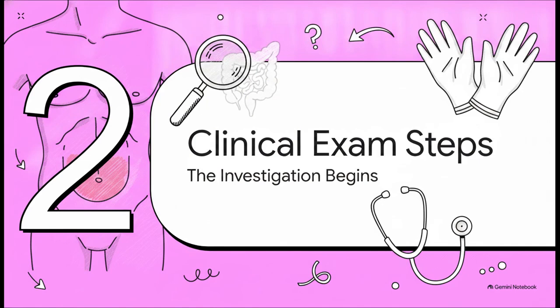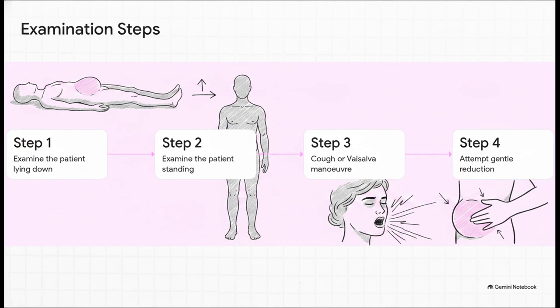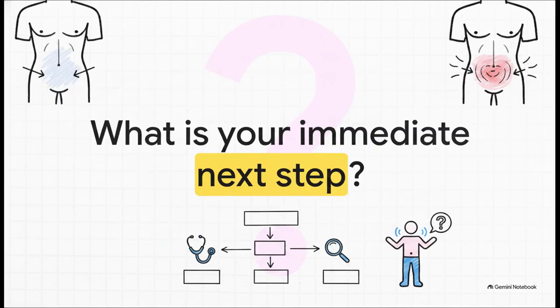Section 2. Clinical examination steps. The investigation begins. When you've got a patient in front of you with a suspected hernia, you can't just wing it. You need a strict step-by-step routine. First, examine them lying down. Second, you absolutely must get them to stand up. Standing increases the hernia size, and honestly, some hernias are completely invisible until the patient is on their feet. Third, ask them to cough or do the Valsalva maneuver to provoke it. And finally, if it hasn't popped back in on its own, try some gentle reduction. Though a quick tip, sometimes the patient is a total pro at this and can do it themselves with way less discomfort.